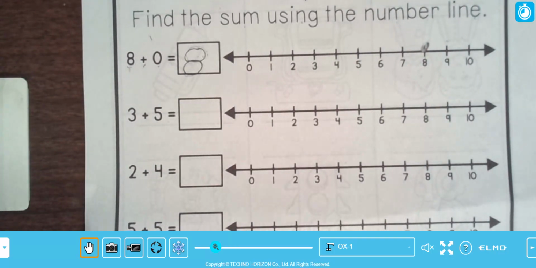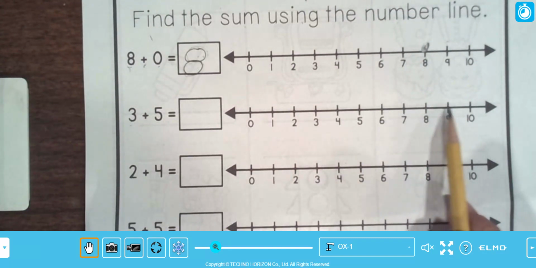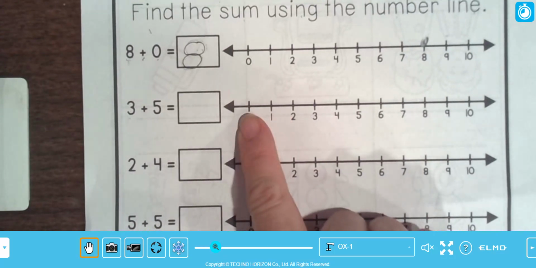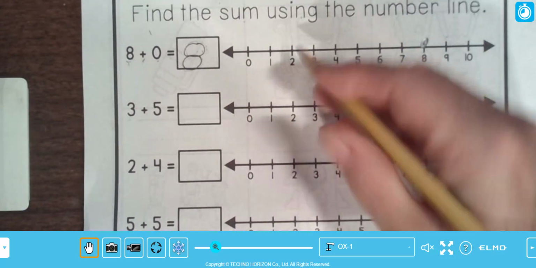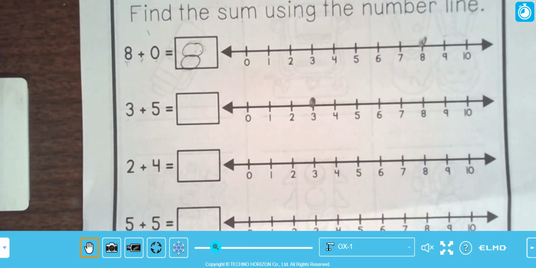Okay, where do we start? We start with the first number, 3. So look on the number line, find that number 3 and put a dot on it. And make it a big dot. Yeah, see, there it is. 0, 1, 2, 3. There it is. I'm going to make a big dot.